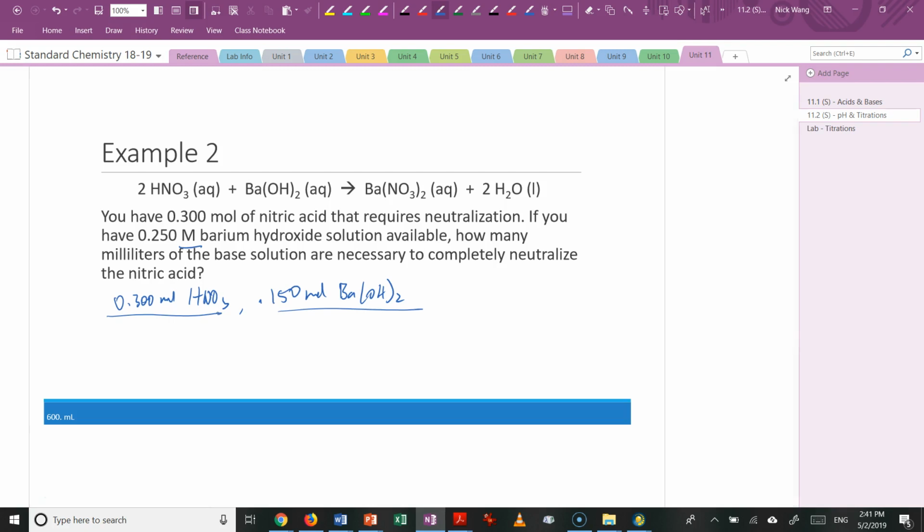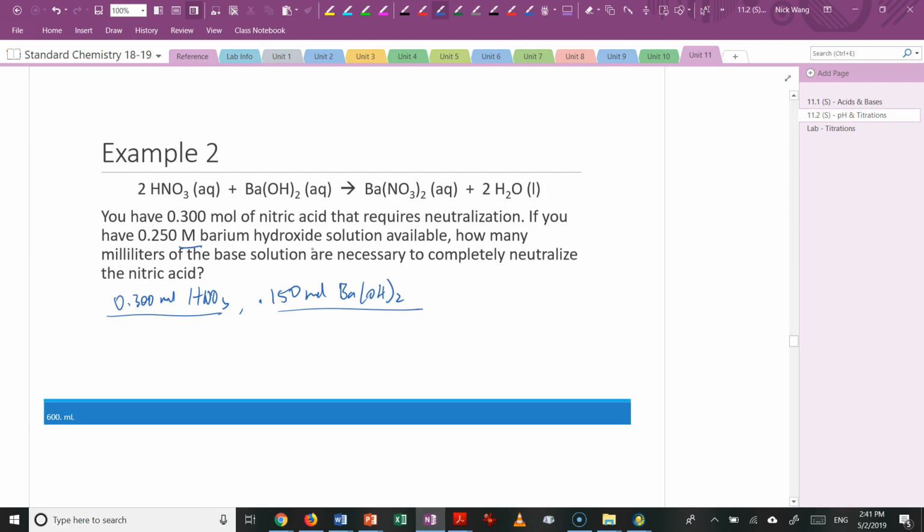The question is asking us for a solution of this base. How much specifically in milliliters? So this is a mole amount. That's obviously not a volume amount. However, we're given some information that can help relate our mole amount and the volume, which ends up being this 0.250 molar barium hydroxide.